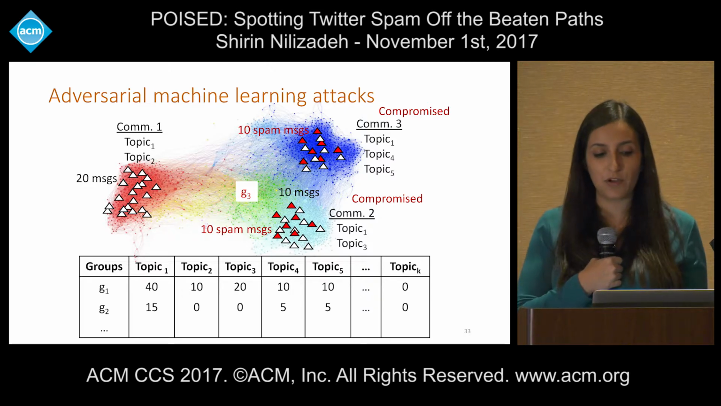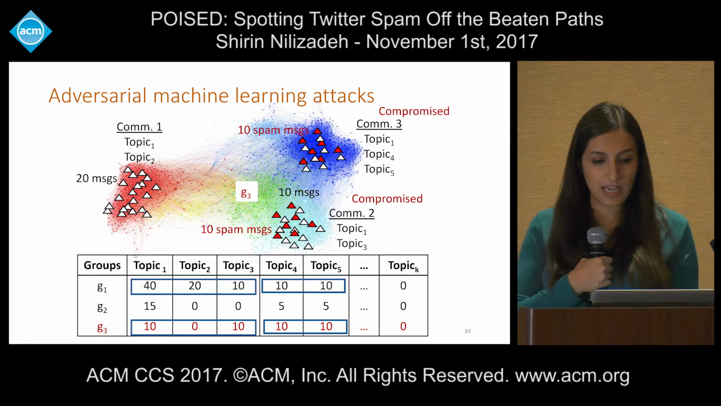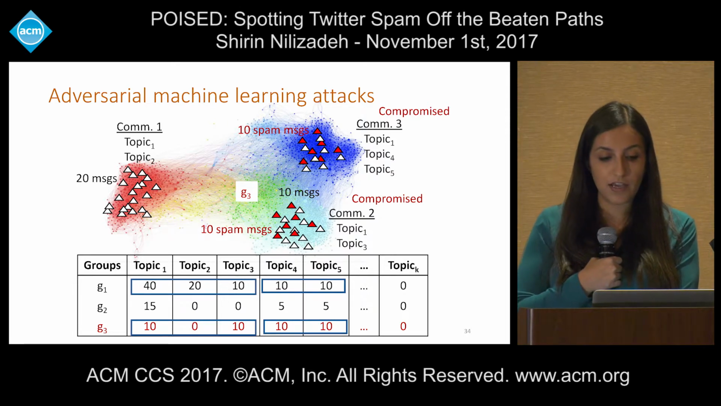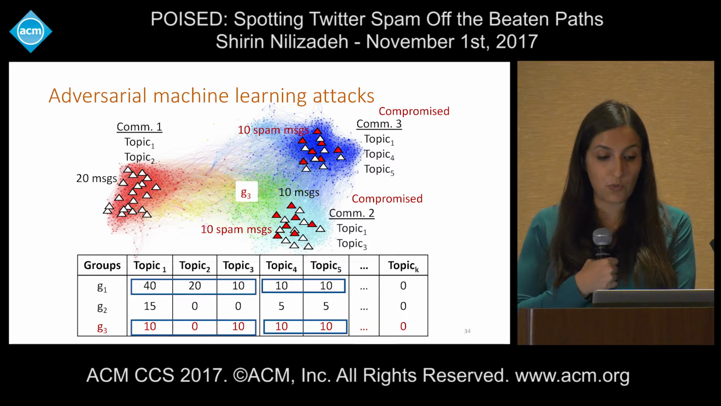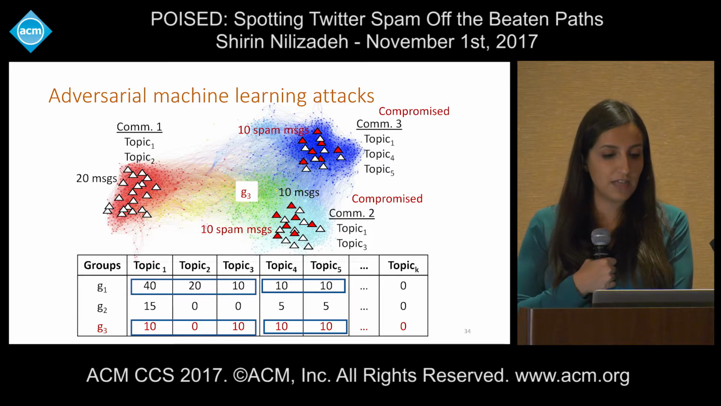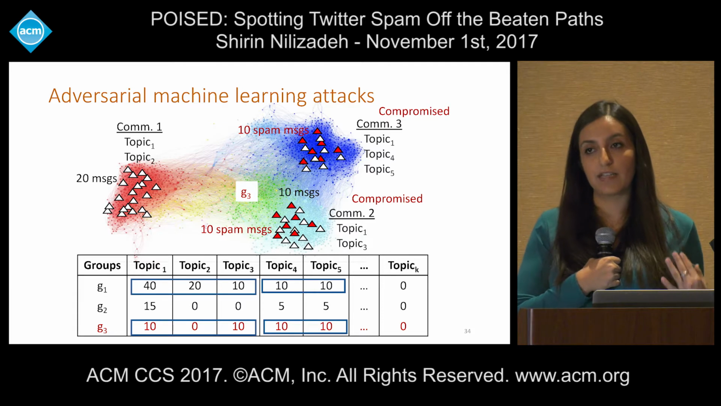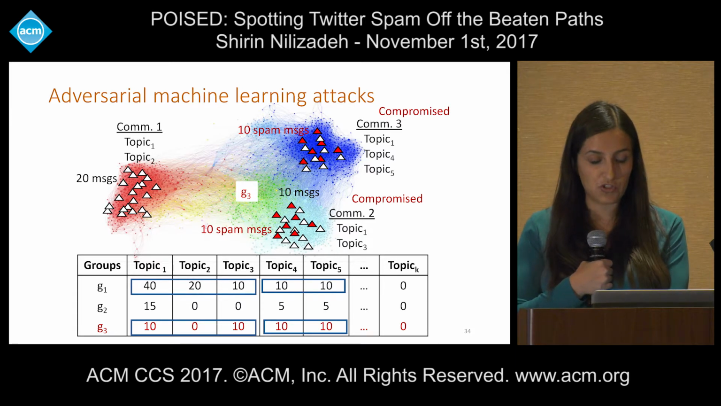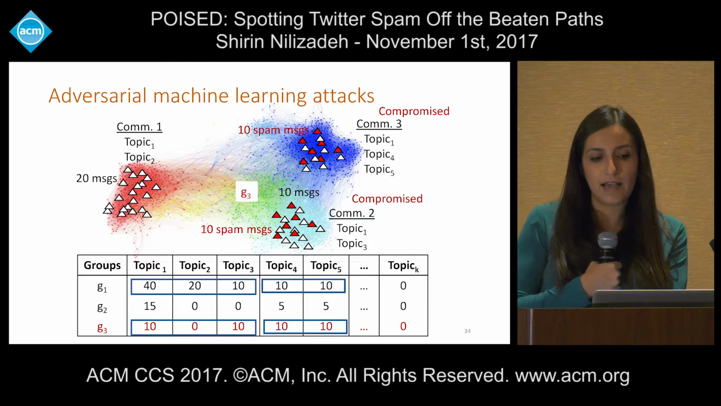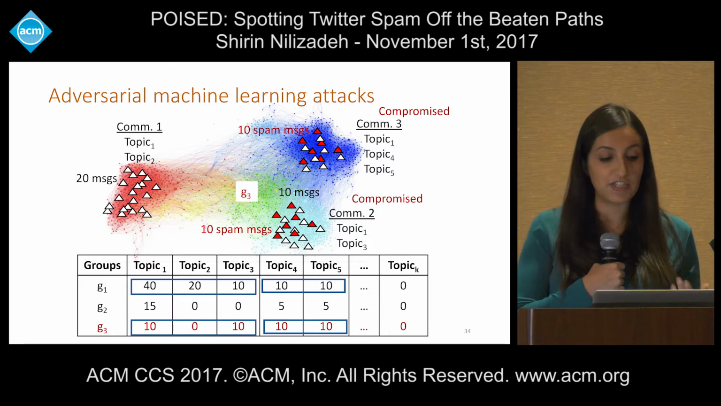So in our probabilistic model, we will have a new row for this group of similar messages. And you can see that here for topic 4 and topic 5, the values are the same as group 1. However, since community 1 is not compromised, the values for other topics don't match. So based on this, we think that Poised can still detect spam messages. But as you can see, this is adding noise to the data.